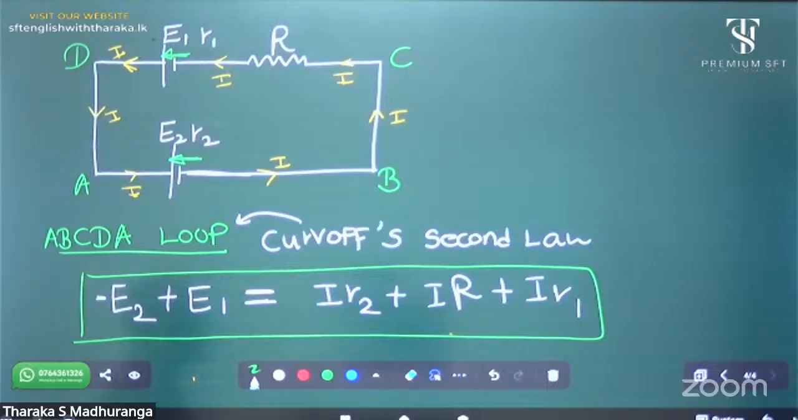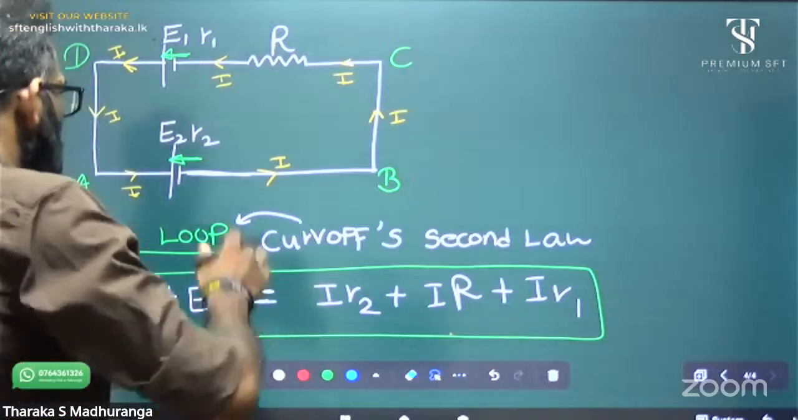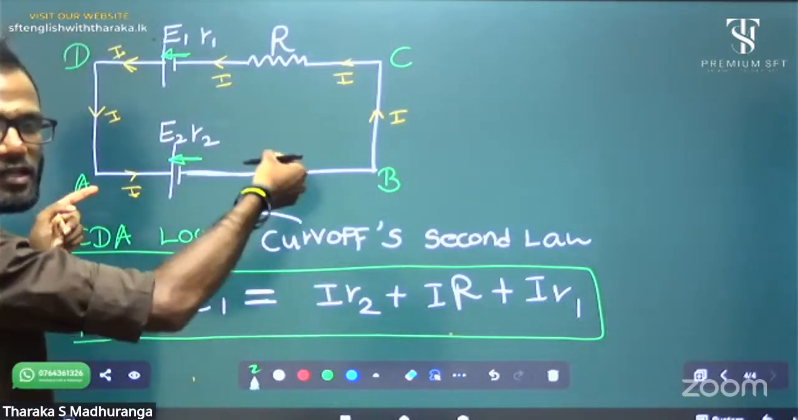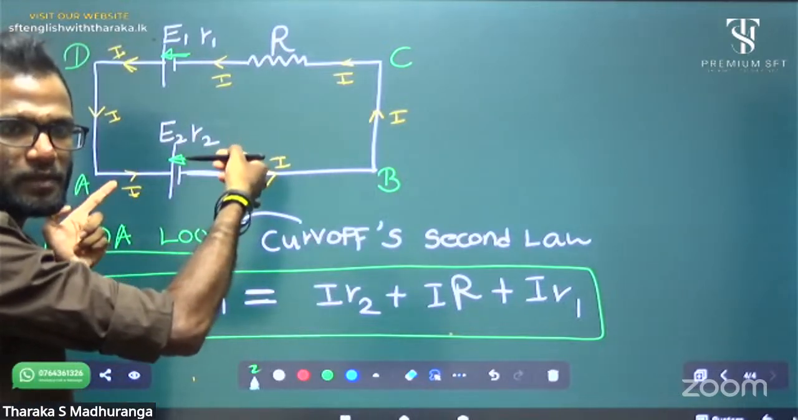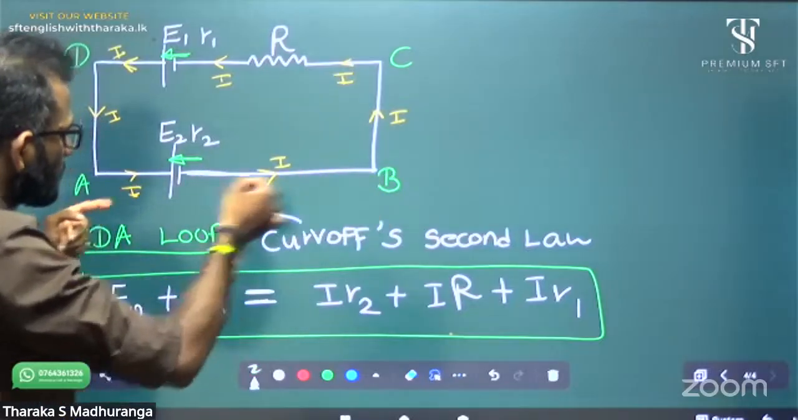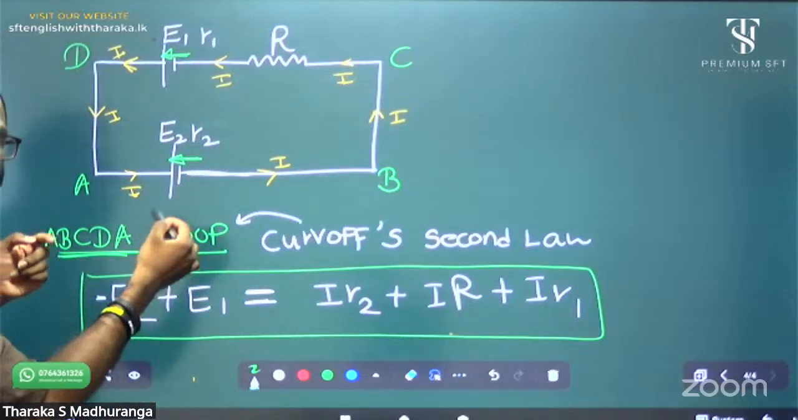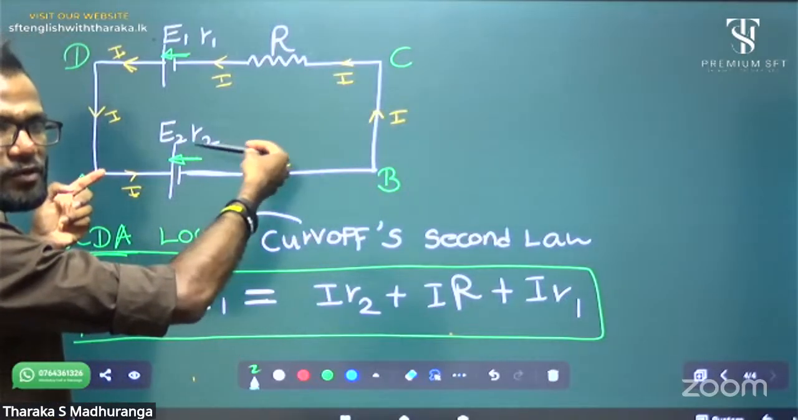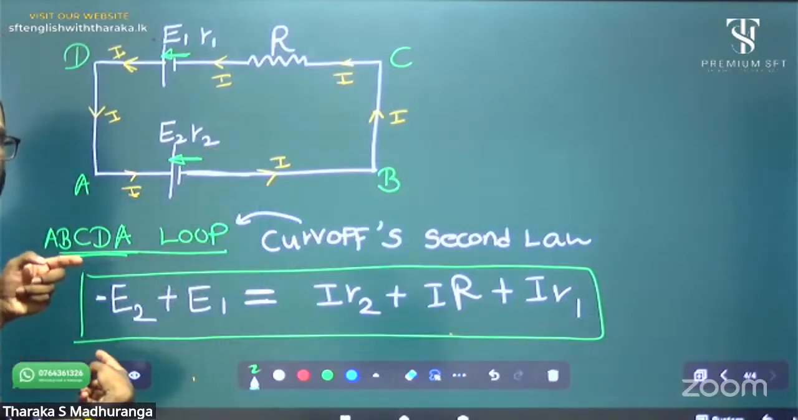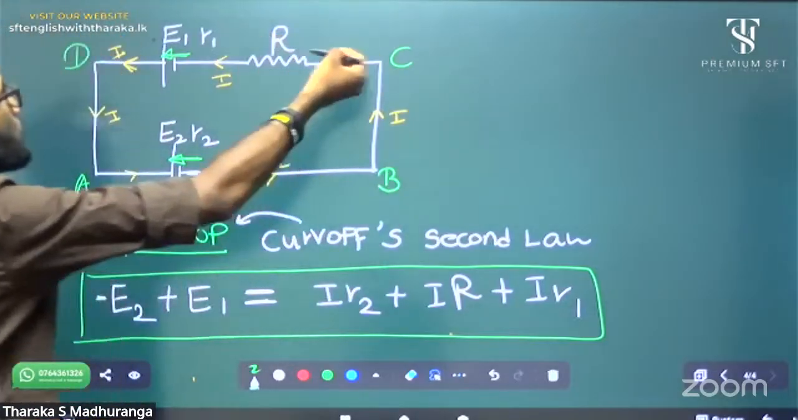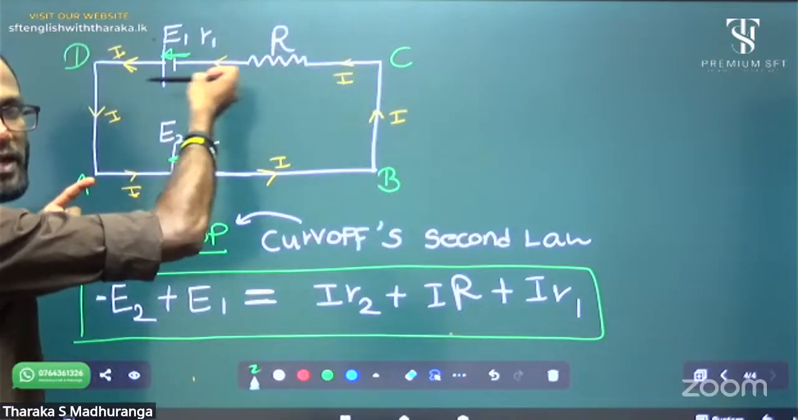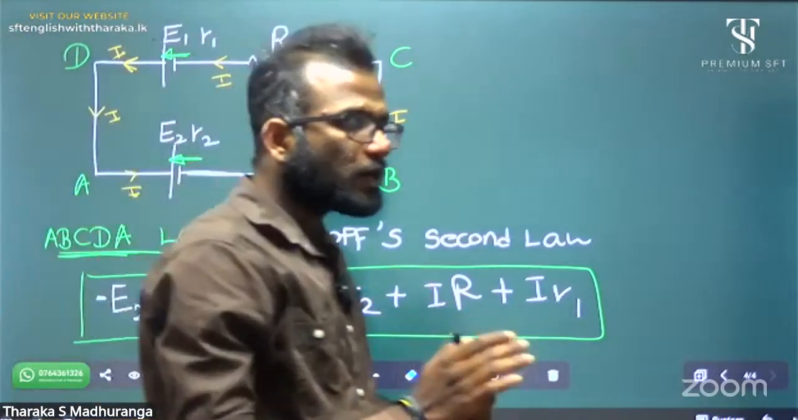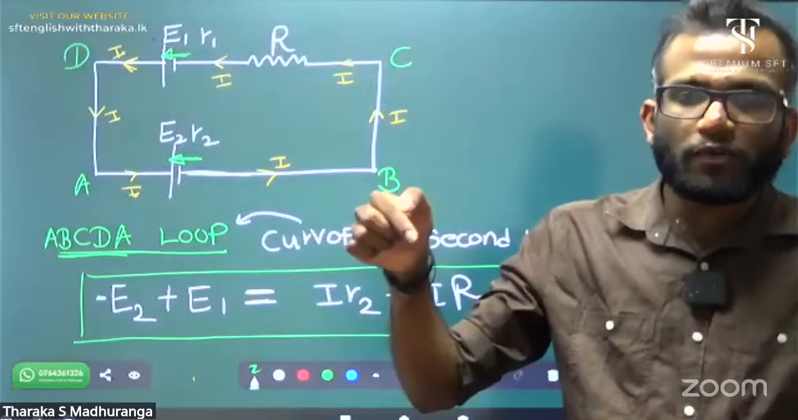Yeah, E2 comes negative. When we take electromotive force, we always compare our direction and the electromotive force direction. Now I'm going A to B according to my labels, A, B, C, D. I'm going A to B, but the E2 cell's electromotive force is opposite to me. That's why it is negative. But when I go through this cell, it is the same as my direction. That's why E1 is positive.